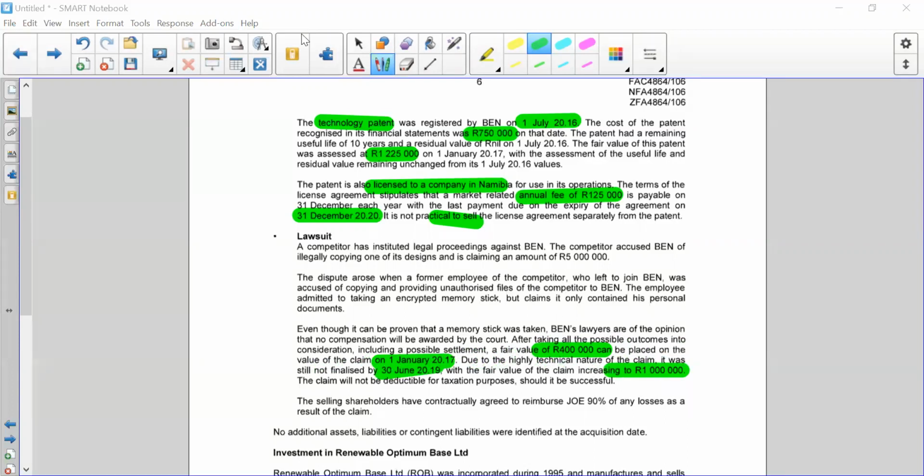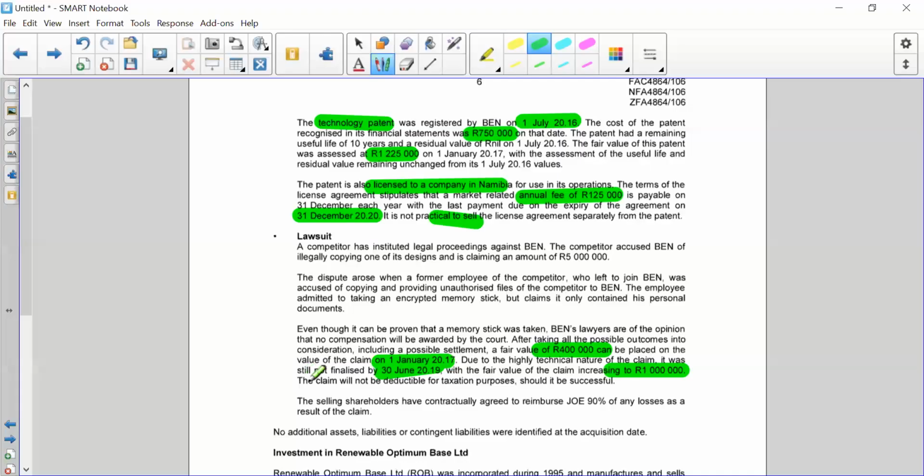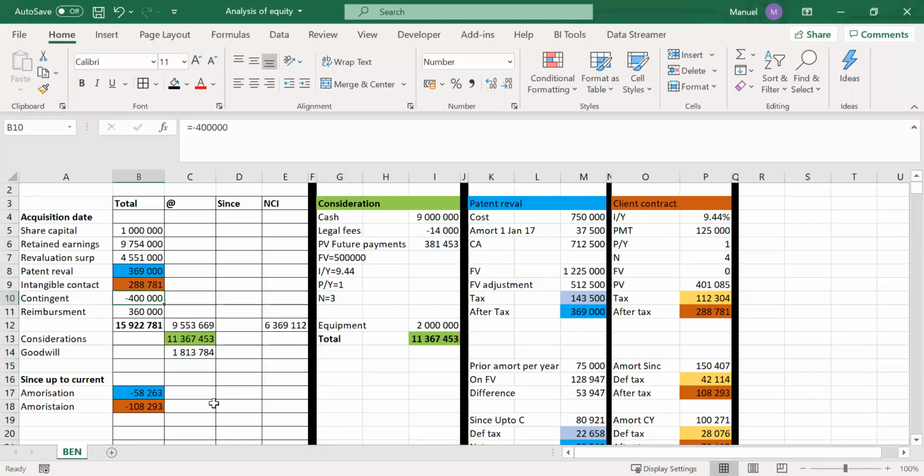There will be an adjustment of 600,000 on the claim, where we're going to increase the value of the liability. So this will then reduce our profit. Okay, and then they tell you that the claim will not be deductible for tax purposes should it be successful. So that is why, guys, in terms of our analysis, we've included the straight 400 and we haven't adjusted for any tax on that.